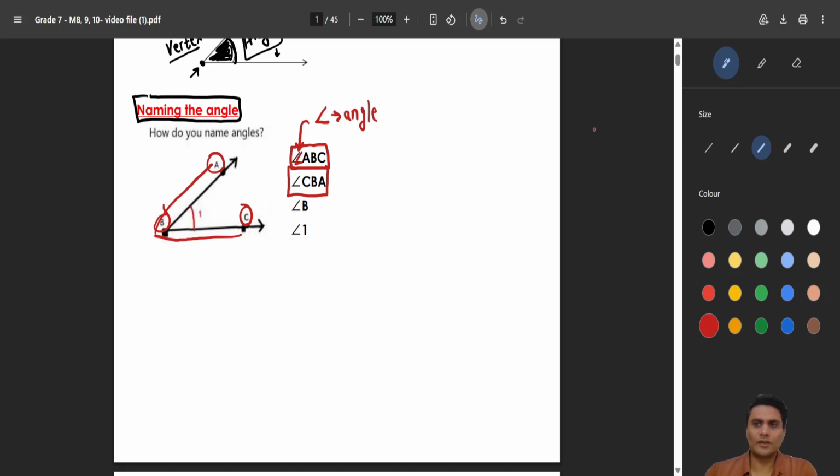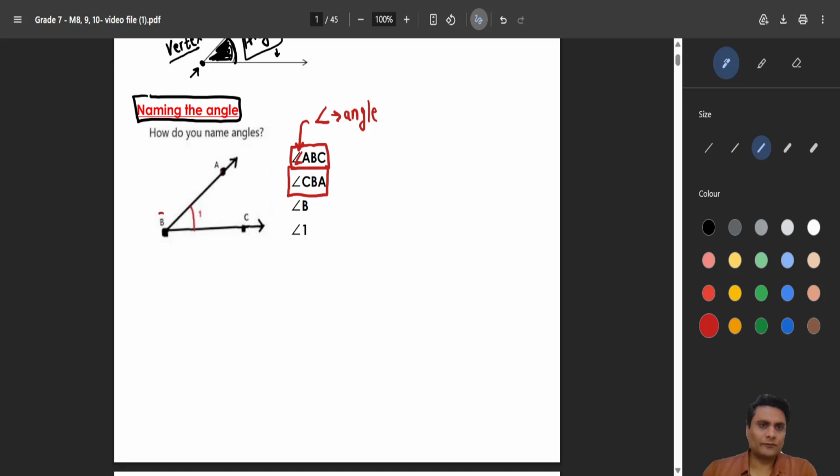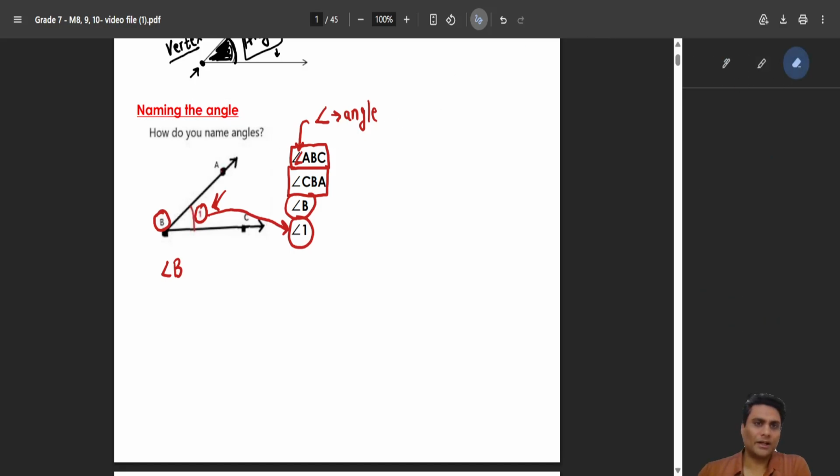Okay. Now there are two more types of name. If you can see, the angle is forming at B. Correct. So I can simply call it angle B also. So angle B. And if in the question they give you a specific name for the angle, you can call it by that name also. For example, here they call it angle 1. So I can name this angle 1 also. These are the four ways in which you can name the angle.